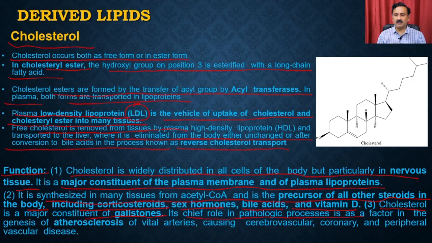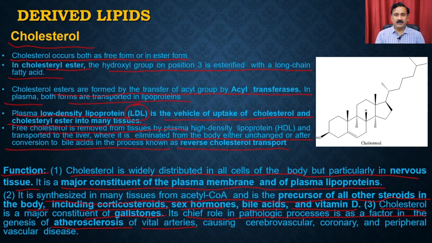Its chief role in pathogenic processes is as a factor in the genesis of a disease called atherosclerosis of the vital arteries, causing cerebrovascular, coronary, and peripheral vascular diseases. So cholesterol is an important lipid, and it can be transported in the blood with the help of LDL. Whereas HDL, the high density lipoprotein, can carry a high amount of cholesterol in the blood to the liver, and within the liver it is metabolized to produce bile salts, and these bile salts are utilized to help in lipid digestion and other processes.